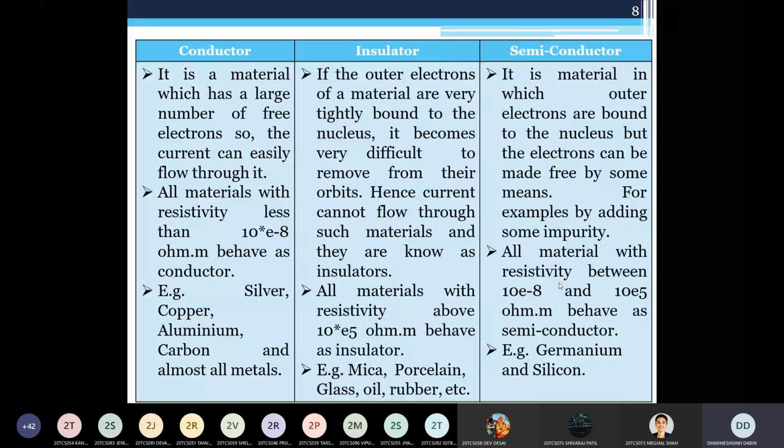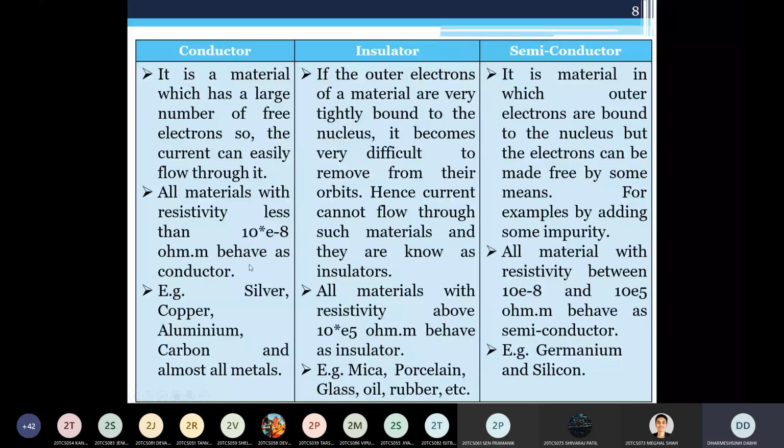Yes, any question? If we are talking about differences in terms of valence band and conduction band between these three materials, how will we differentiate? Valence band and conduction band means the gap between them. Yes, obviously, in conducting materials the gap is very small because electrons can easily move from one band to the other band. That's why it is called a conducting material. So obviously, in the conducting material, the gap is small.